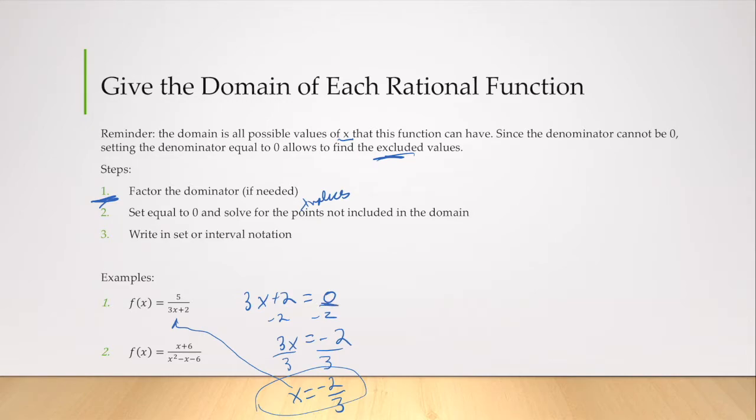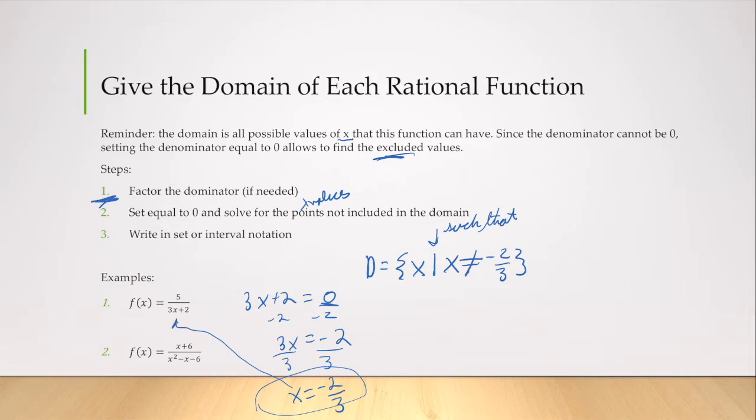So I can write this in set notation. X such that, remember this bar means such that, x doesn't equal negative 2/3. I might want to label that as our domain. Or I could write it as interval notation.